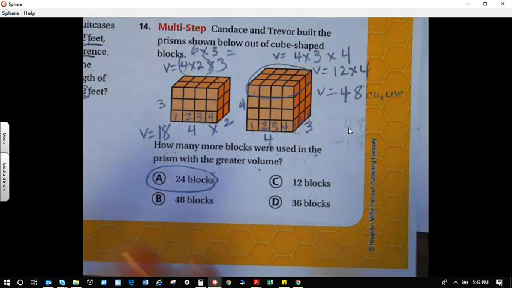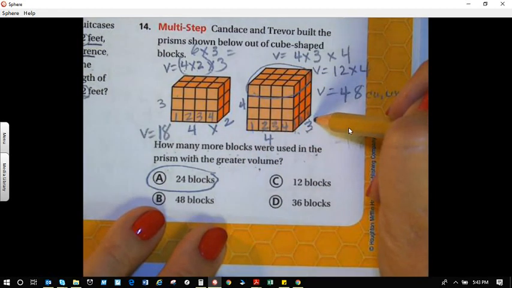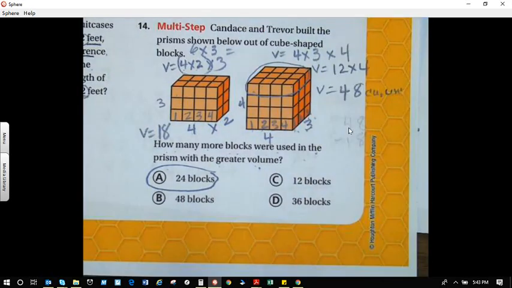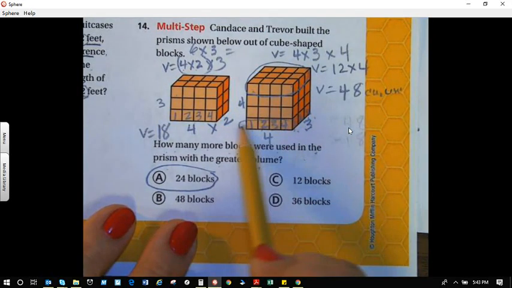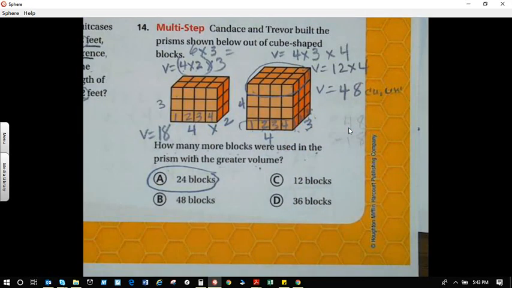Because we started off here, because you added another height. So you have your height, and then you added another of your width. So this base here, 4 times 3, that's 12. You added another group of 12, and that makes it 24.